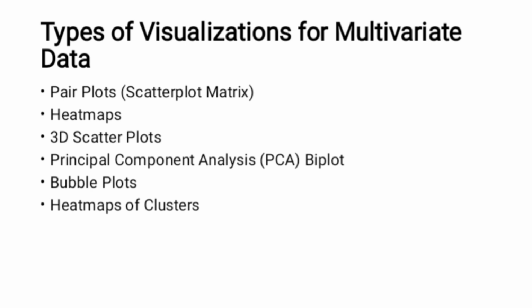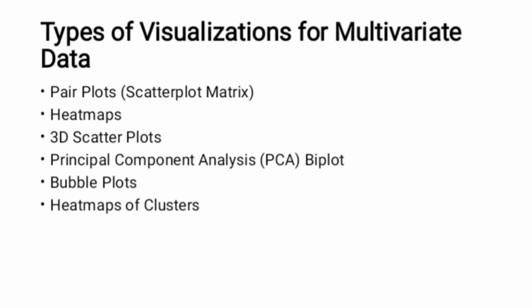Next, principal component analysis biplot. Principal component analysis is a dimensionality reduction technique which is used to simplify the complexity of multivariate data while retaining as much information as possible. It allows you to visualize the structure of the data and highlight the most important variables.